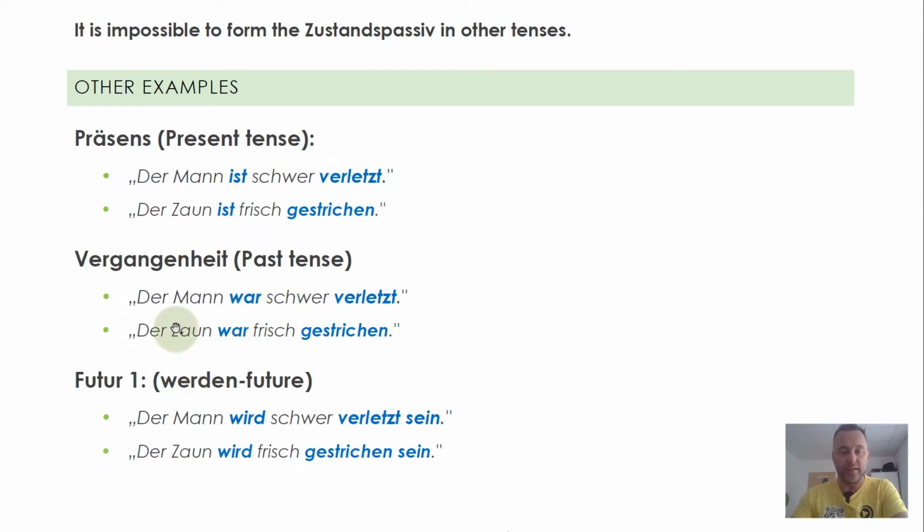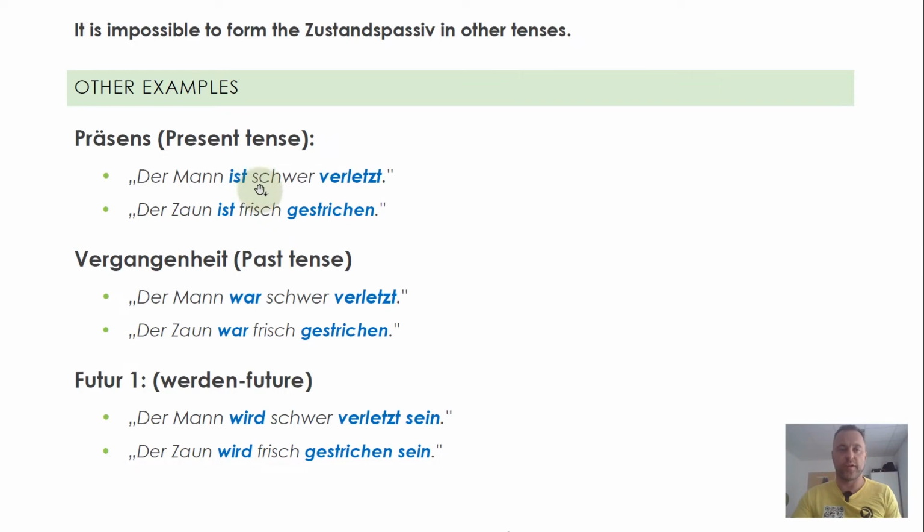In the past tense, those two sentences convert to the Präteritum version of to be, and that's the only change. Der Mann war schwer verletzt. So the man has been heavily injured. Der Zaun war frisch gestrichen. So the fence was freshly painted. And in future, we just do the same thing.